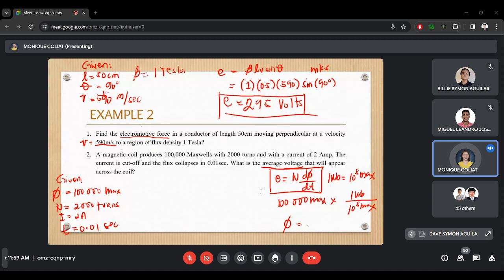Anong flux natin? 1 times 10 raised to negative 3 Weber. Or 1 milli. Wag na pala. Nakaganyan na lang siya.